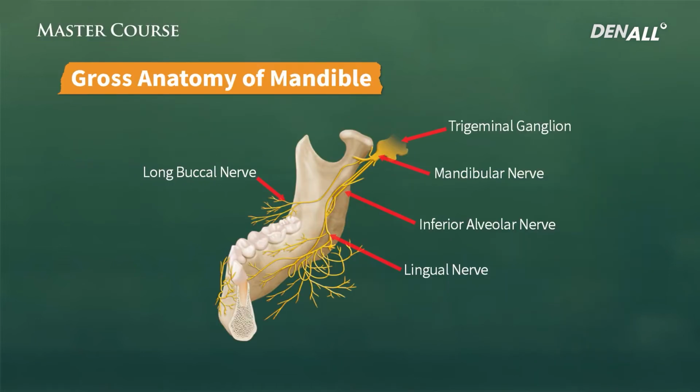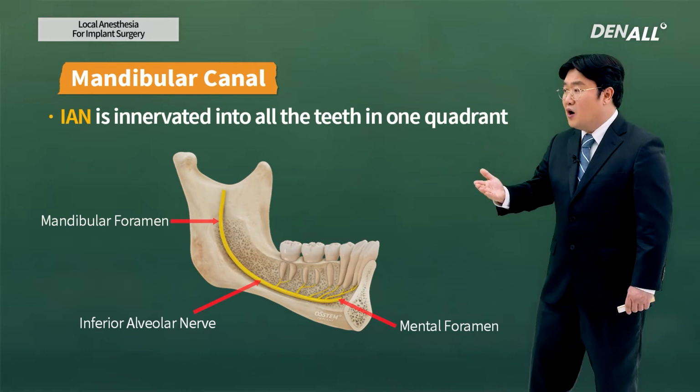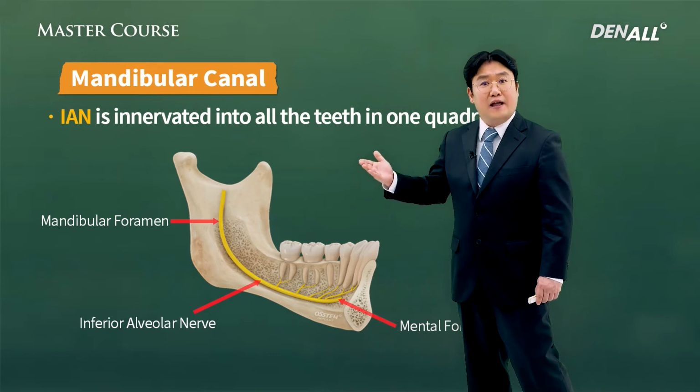The nerves of the mandible, as you know very well, come from the trigeminal ganglion, where the trigeminal nerve comes out, and its third branch is the mandibular nerve, which predominantly covers the mandible. The inferior alveolar nerve, lingual nerve, and long buccal nerve are the representative ones. The inferior alveolar nerve goes through the mandible and, as you can see, innervates all the teeth in the mandible.